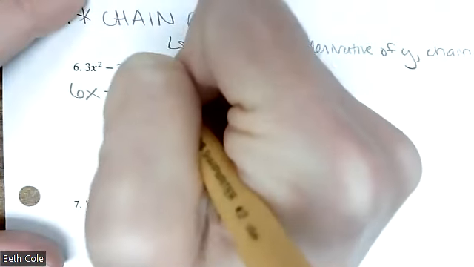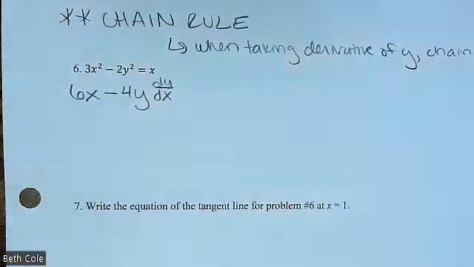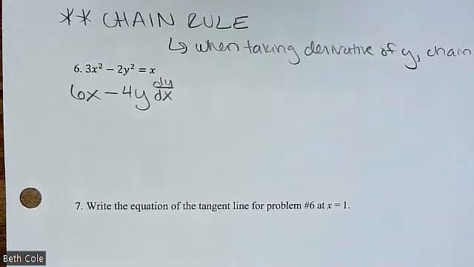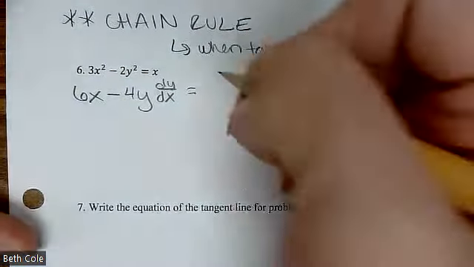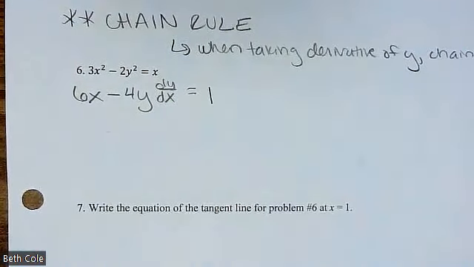4y, and then you chain on a dy dx. Every time you do a derivative of y, you chain on. It's the derivative of y with respect to x is what that is. Equals, and then derivative of x, 1. There ends the calculus. Now starts the algebra.